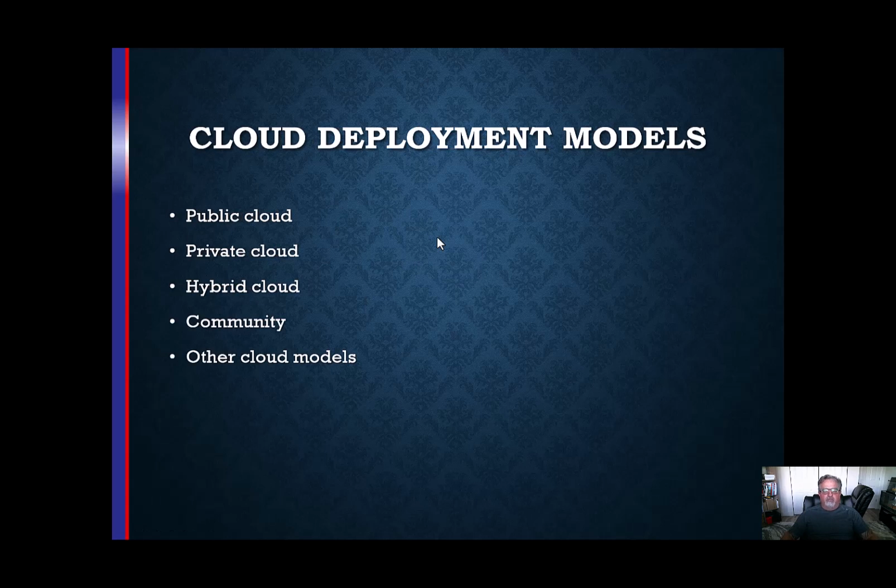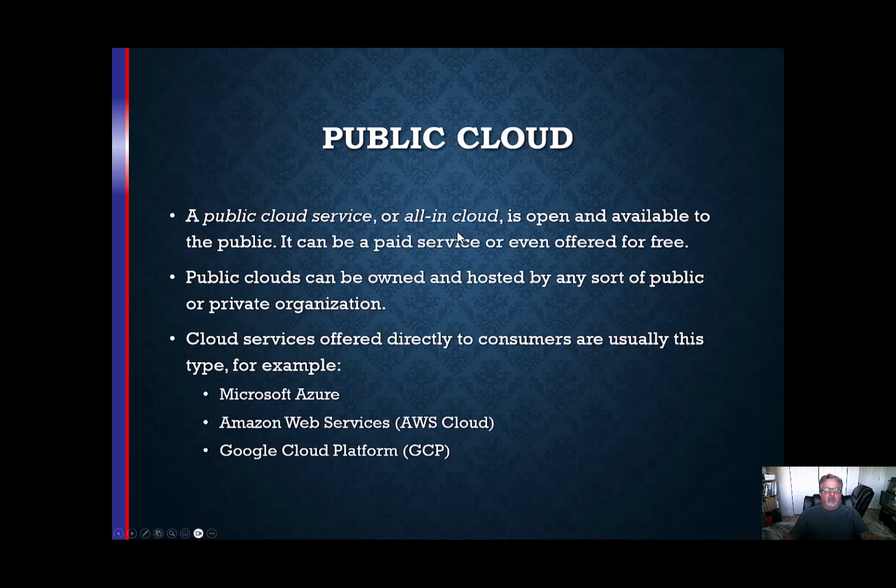So our cloud deployment models, guys, we have public clouds, private clouds, and hybrid and community. And there's a few other models out there as well. So we're going to take these one at a time, so we can wrap our heads around the characteristics, if you will, of these different types of deployment models. So the first one is the public cloud, also known as an all-in cloud. This is a cloud environment that is open, available, and accessible to anybody out there with an internet connection. It's available to the general public.